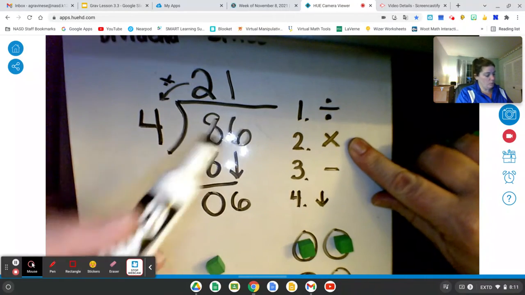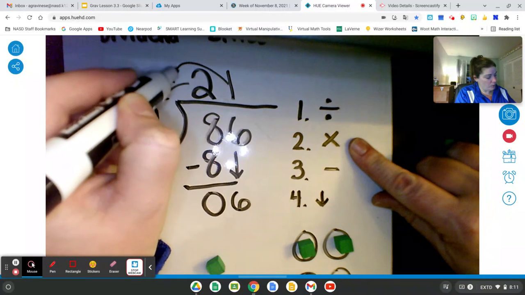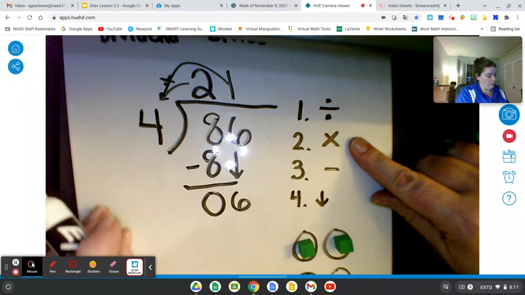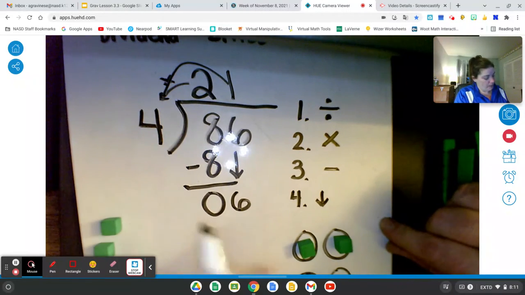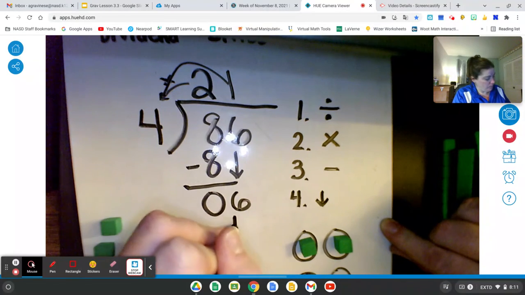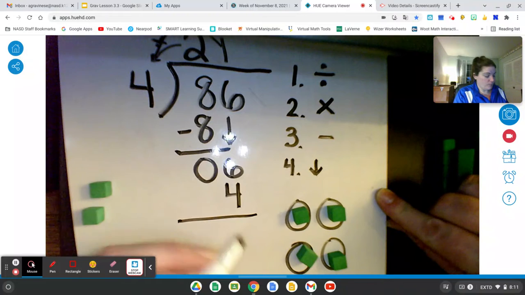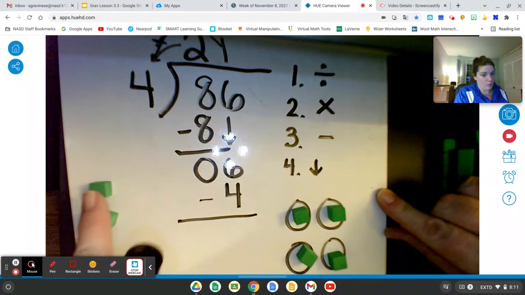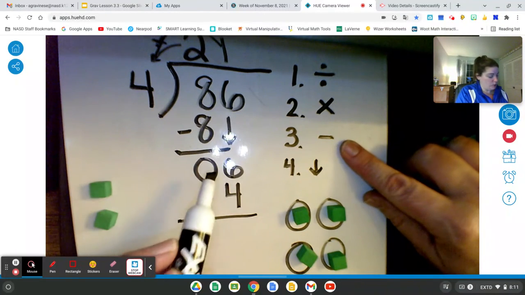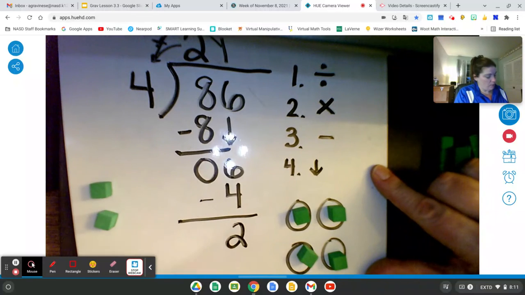And then when we multiply, what is 1 times 4? How many are in there? Okay, 1, 2, 3, 4. We used 4 of them. And how many are left over or remaining? That's the subtraction. 6 minus 4 equals 2.